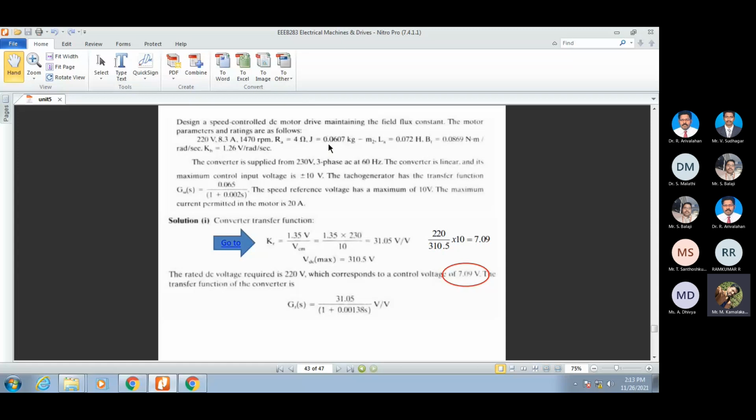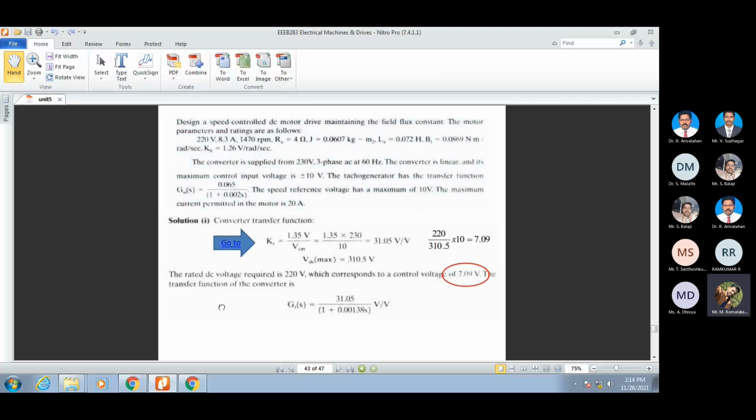The moment of inertia J is 0.0607 kg meter square, and the armature inductance LA is equal to 0.072 Henry, and the friction coefficient B is equal to 0.0867 Newton meter per radian per second, and the back EMF constant KB is equal to 1.26 volts per radian per second. So these are all the data they have given very clearly, and they have also given the converter specification.